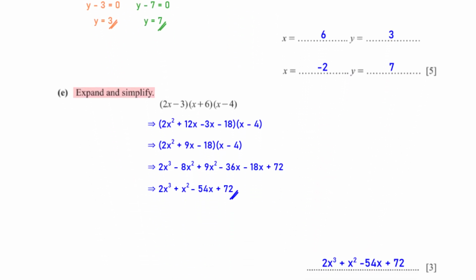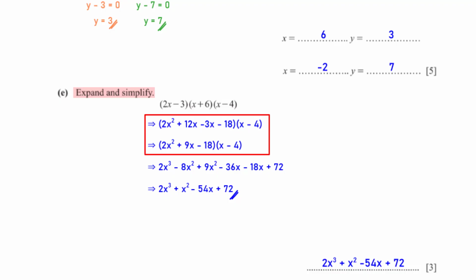Expand and simplify. 2x minus 3 times x plus 6 times x minus 4. When we expand 2x minus 3 times x plus 6, 2x times x is 2x squared. 2x times 6 is 12x. Minus 3 times x is minus 3x. Minus 3 times 6 is minus 18. When we group like terms, 12x minus 3x is 9x.